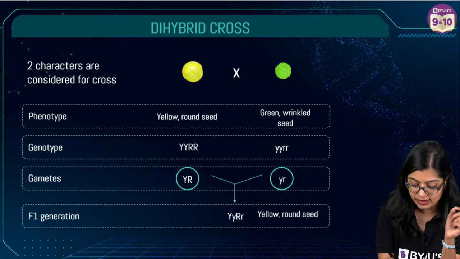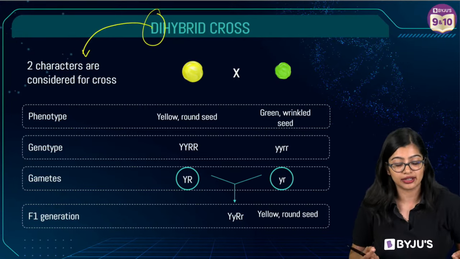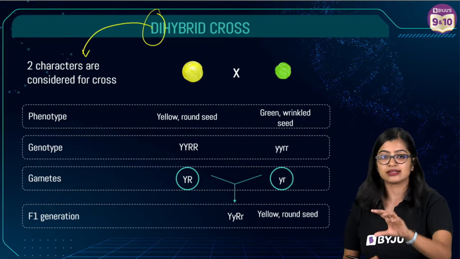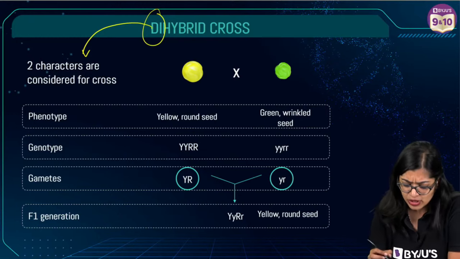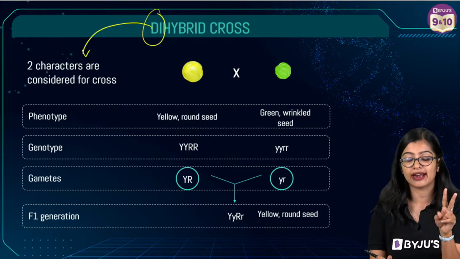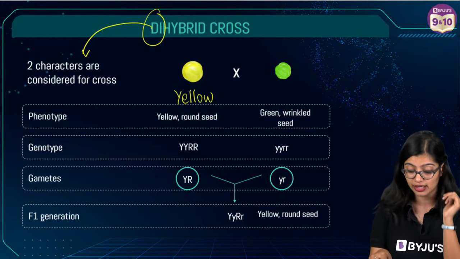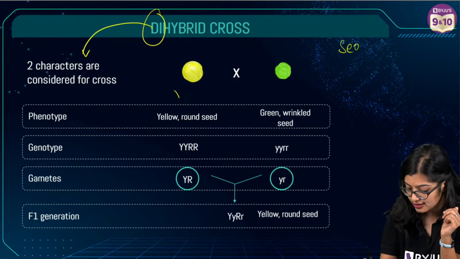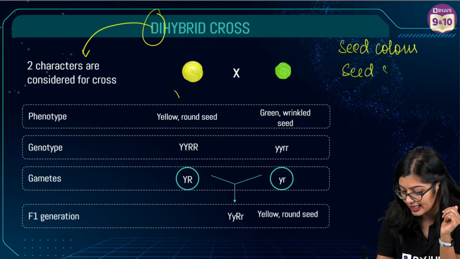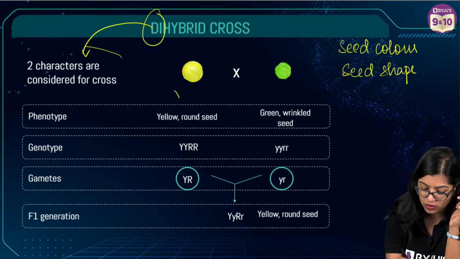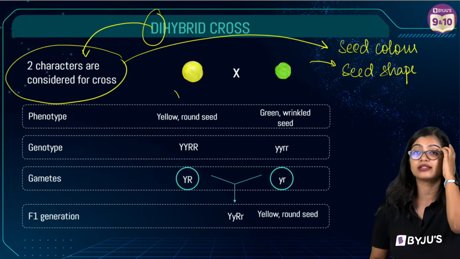Now, what is dihybrid cross? Di means two, right? So, we're talking about two characters which are getting considered, right? So, let's not take tallness, let's go into something easy, okay? So, dihybrid cross here, we have two characters. We are going to consider two characters. One is seed color, and we are going to consider seed shape, okay? So, when you are saying two characters are considered for the cross, it is these two that we are considering.